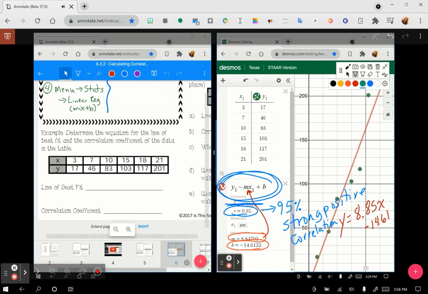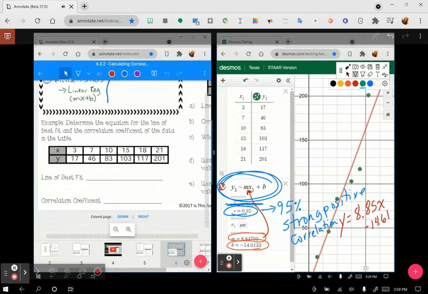All right, so now over here on our foldable, the line of best fit would be y equals 8.85x plus, nope, actually not plus, minus 14.61. So there's the line of best fit. The correlation coefficient is the r, and r equals 0.95.